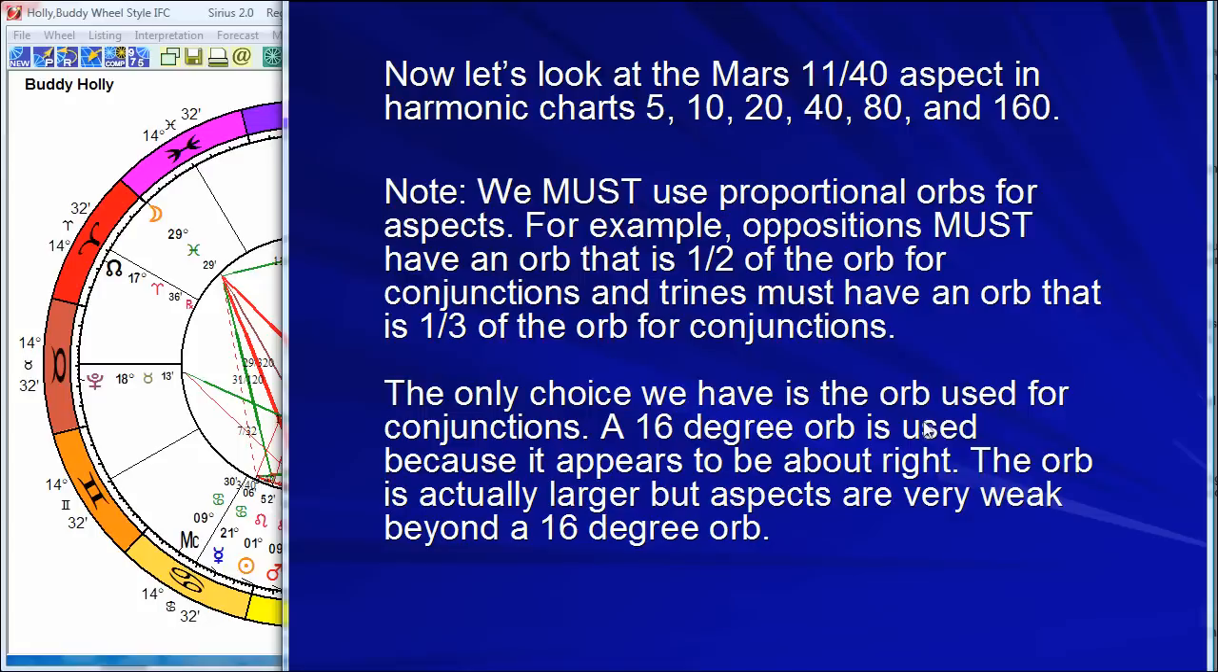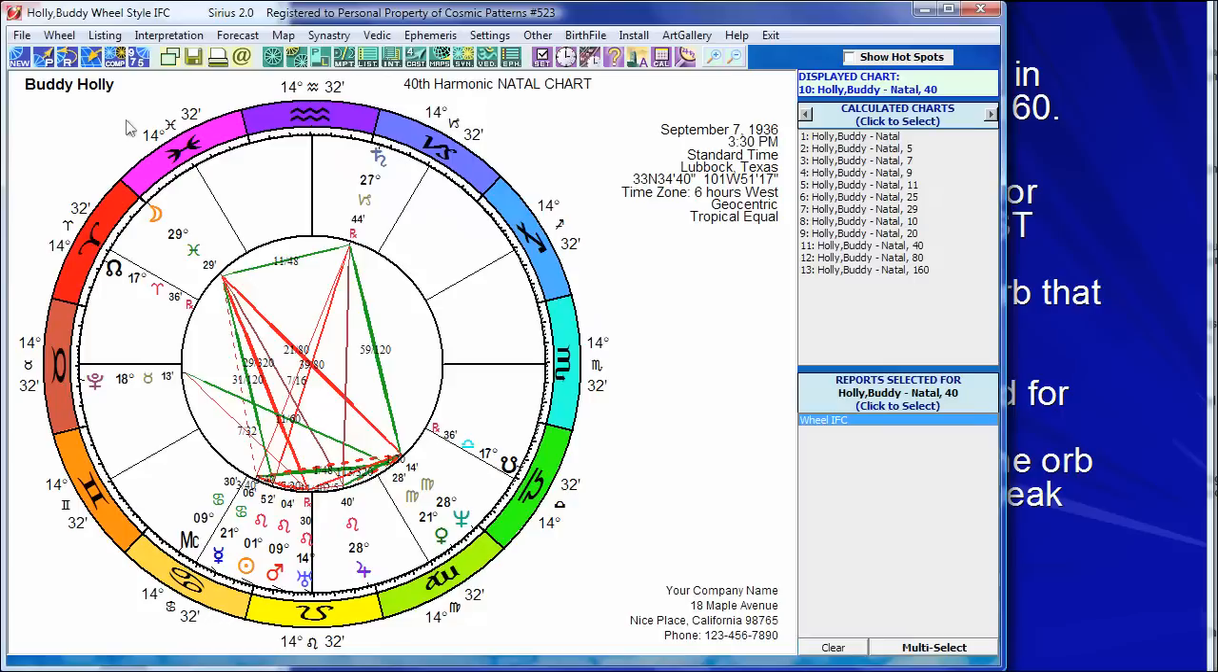And this is, I think, my last point. Yeah, this note, the second paragraph, is that when doing harmonic charts, you have to use proportional orbs. You have to. So, in other words, if we use a 16-degree orb for conjunctions, what orb must we use for oppositions? We have to use half. We have to use 8. And what orb do we use for squares? We have to use 4, 1/4 of 16.